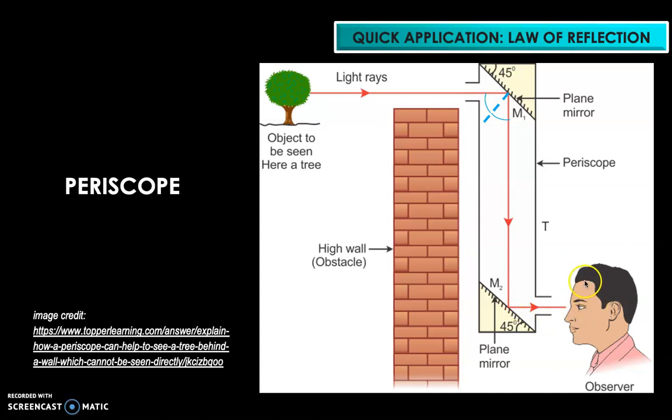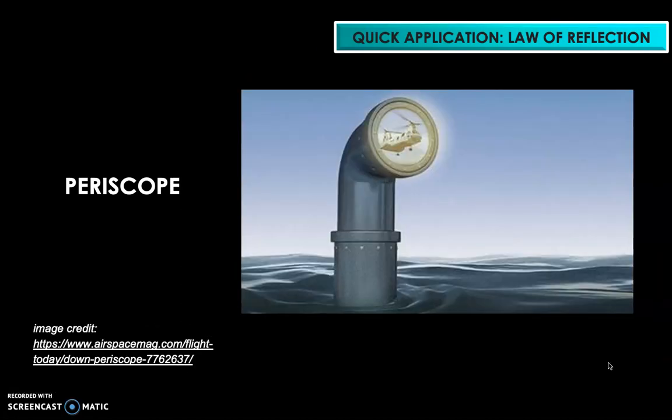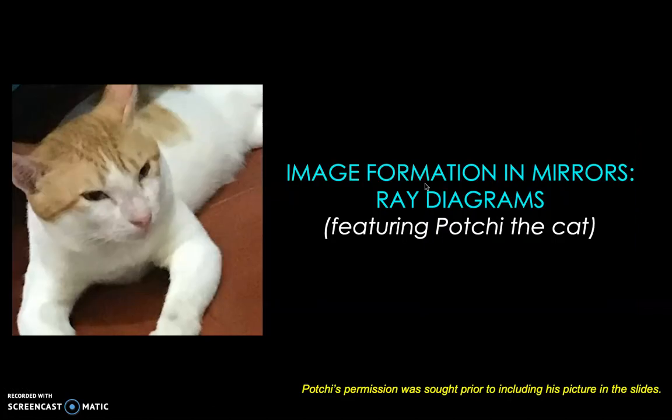And that is what makes the observer see something like this tree, for example, even if it is at a higher position than where the observer is. So a specific context where it is used is for submarines, right? Because even if submarines are actually immersed in the water, through periscopes, they get to see what's happening above the surface. So that's really important for them.